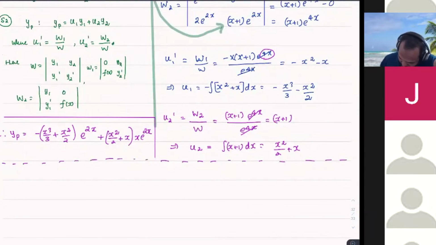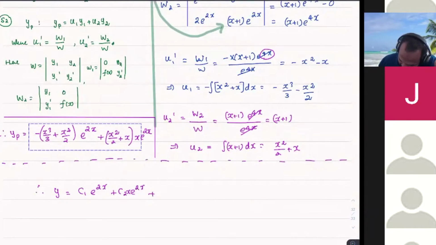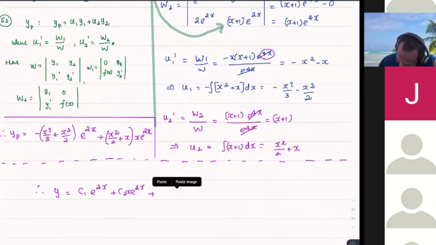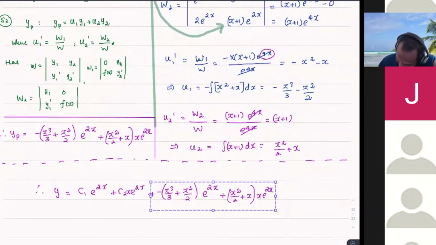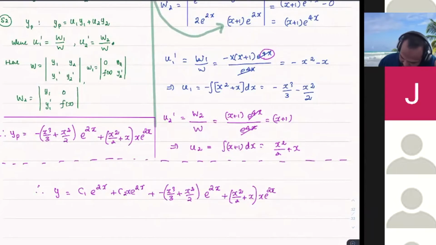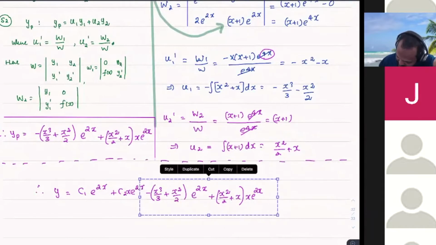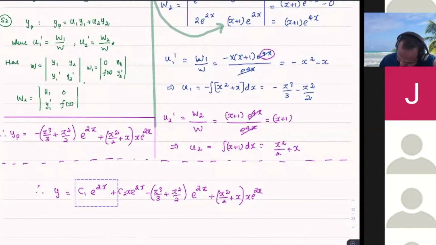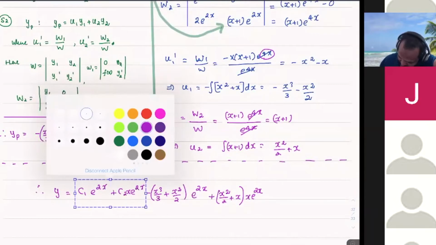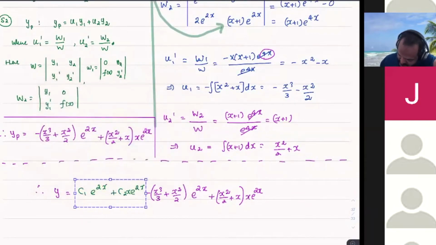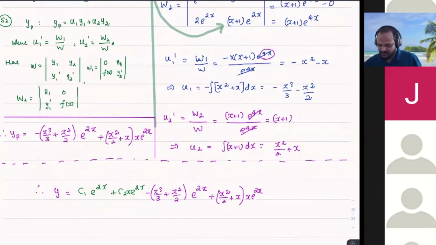And so therefore your Y is going to be YC, which is C1 e to the 2x plus C2 e to the x times e to the 2x plus, I'm going to copy paste it if you don't mind. Copy and then paste it. And that is going to be your solution to that differential equation. All right. So that's the solution to your differential equation.